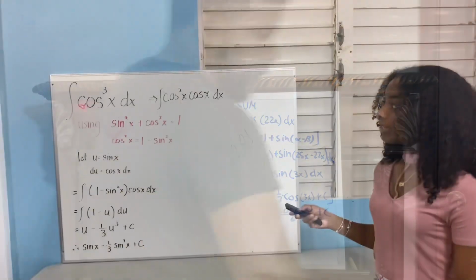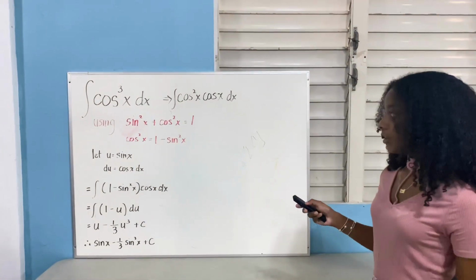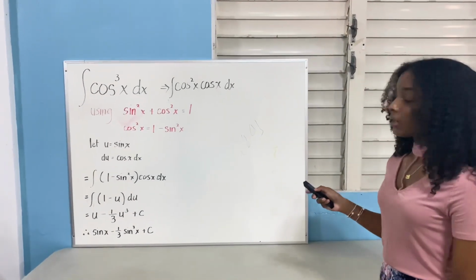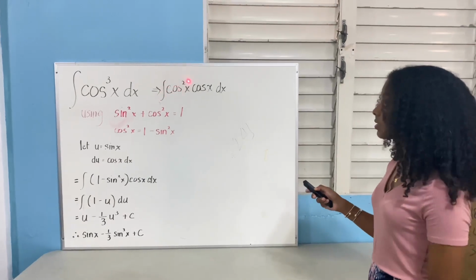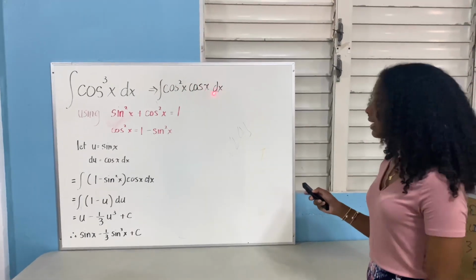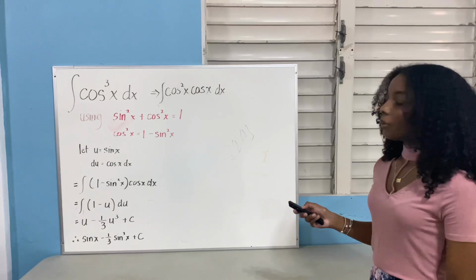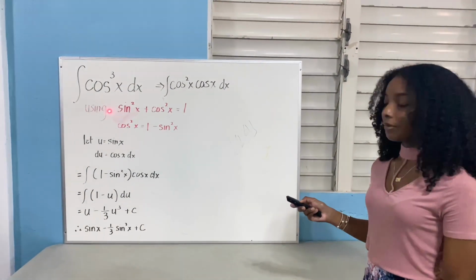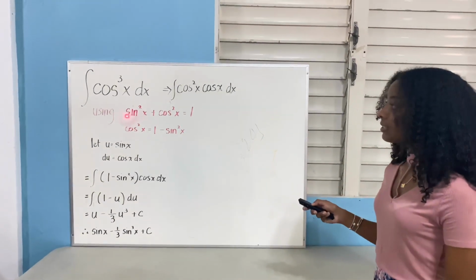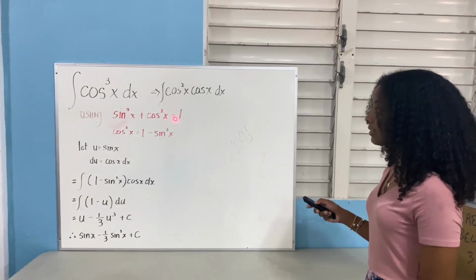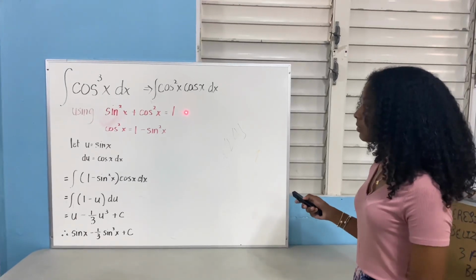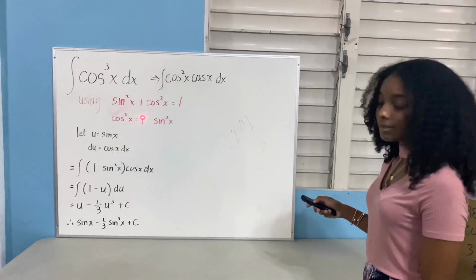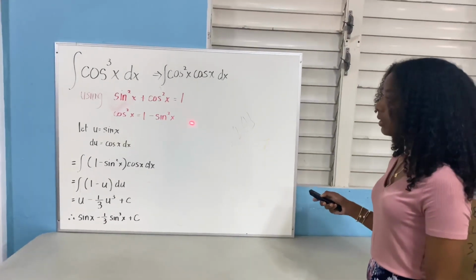Thank you. So we're given this integral that contains a trigonometric function, that is the integral of cosine cubed x dx, which can also be written as the integral of cosine squared x times cosine x dx. And we will be using trigonometric identities to solve this, specifically the Pythagorean identity, which states that sine squared x plus cosine squared x is equal to 1. And if we subtract sine squared x from both sides, we obtain that cosine squared x is equal to 1 minus sine squared x.